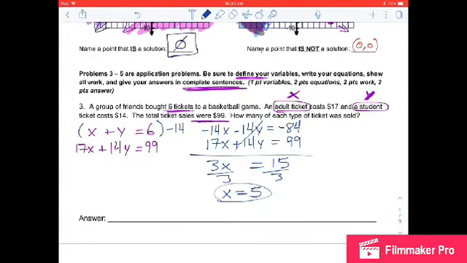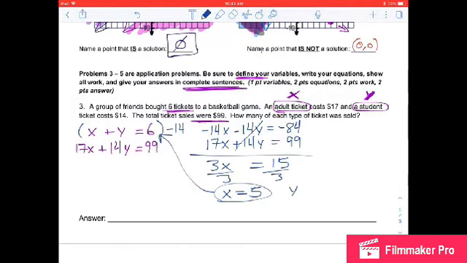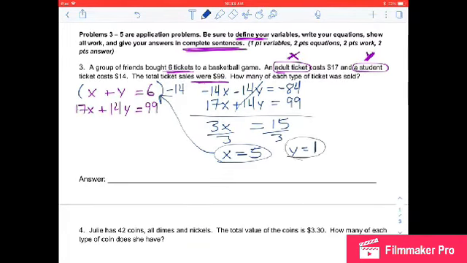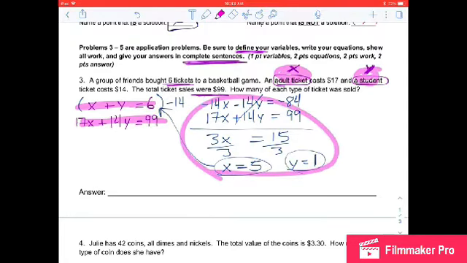Now, if there was 5 adult tickets, that means there's only 1 left for a total of 6. Okay, so if X is 5, Y equals 1. Okay, so in a complete sentence, so far look at our points. My first point was variables. Okay, good. 2 equations. Here's my 2 equations. There we go. That's the other 2 points. All my work I showed, 2 points, and then my complete sentence is going to be the last 2 points.